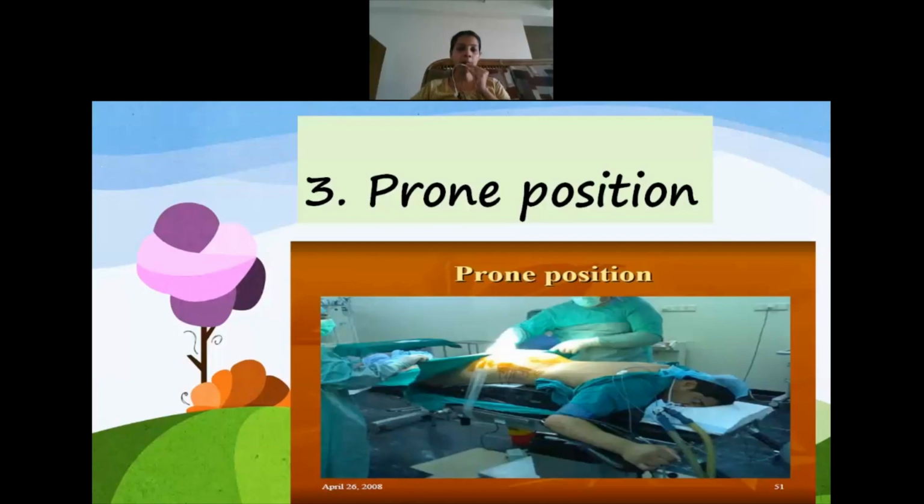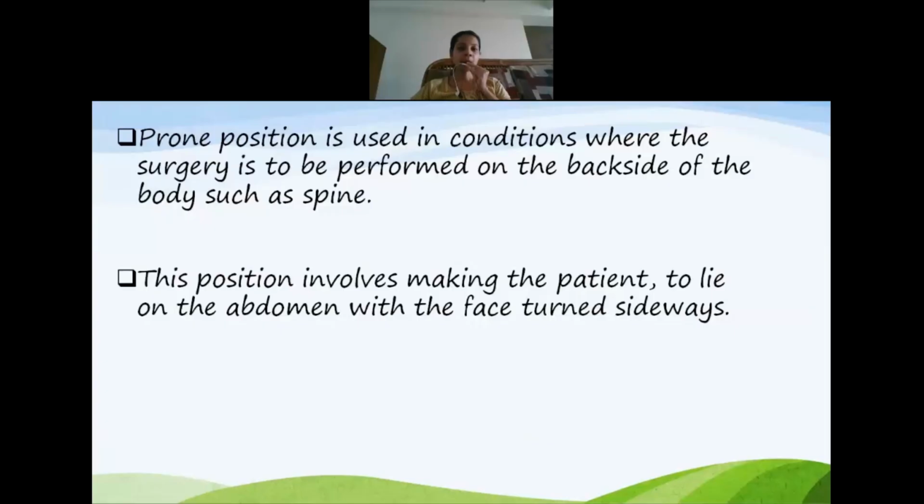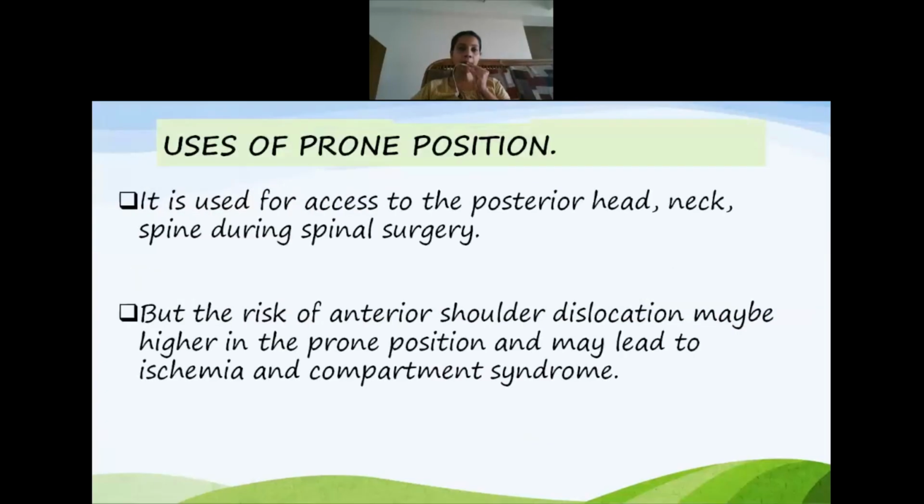Next one is the prone position. Now, you know what the prone position is. Usually you keep the patient lying on the abdomen. The patient will be lying on the abdomen and the face will usually be turned sideways. And the prone position is commonly used whenever you want to perform surgeries on the spine or on the back of the body.